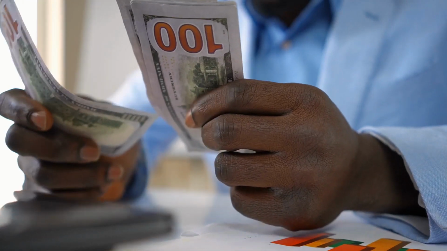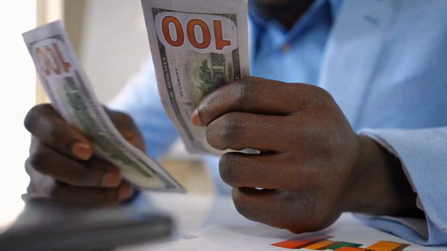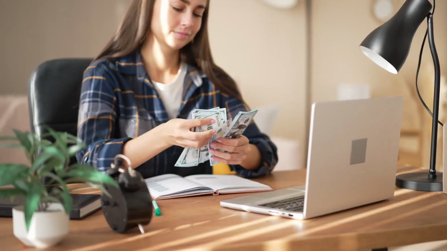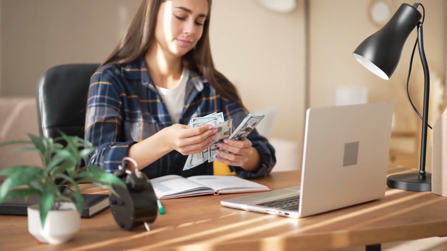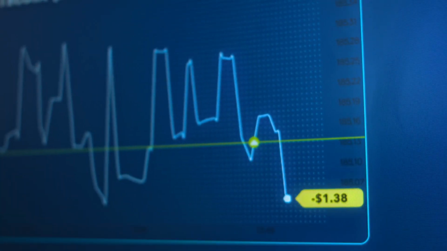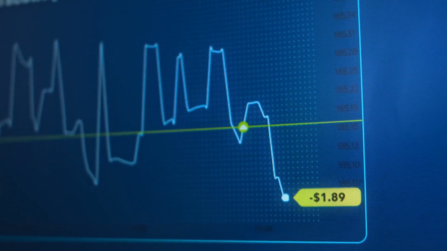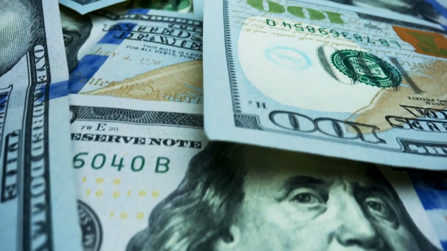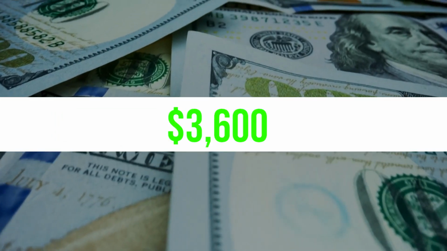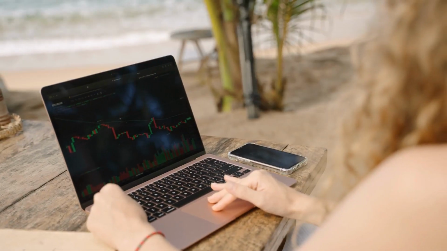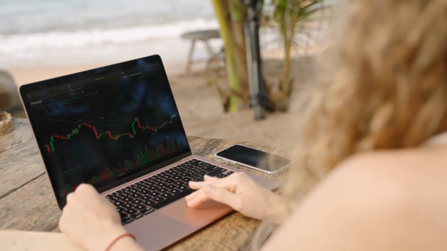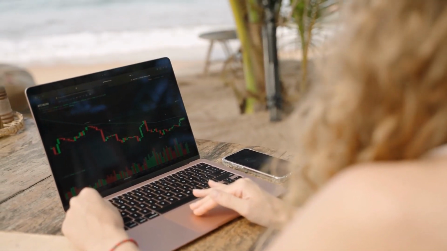While this is a significant capital requirement, the investor is not required to pay the entire amount up front. Instead, she must just pay the margin requirement. Assume that the margin requirement is set at 3%. In this situation, 3% of $120,000 equals $3,600. As a result, the investor will require at least $3,600 in her Forex account to complete this trade.